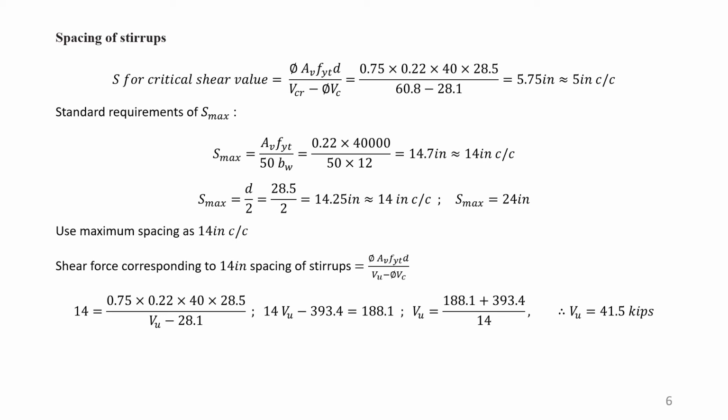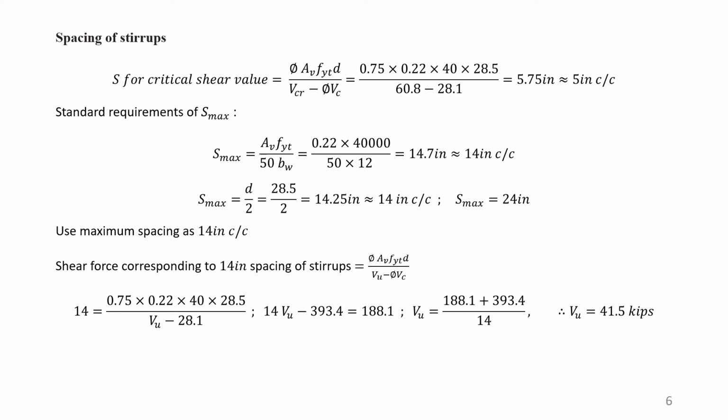Another requirement is d by 2. Here our d is 28.5, and that divided by 2 is 14.25. That also gives us a value of 14 inch center to center. And there is another requirement, S max equal to 24 inch. Out of these three conditions, we have to choose the minimum one, and the minimum one is 14 inch center to center. Use maximum spacing as 14 inch center to center.